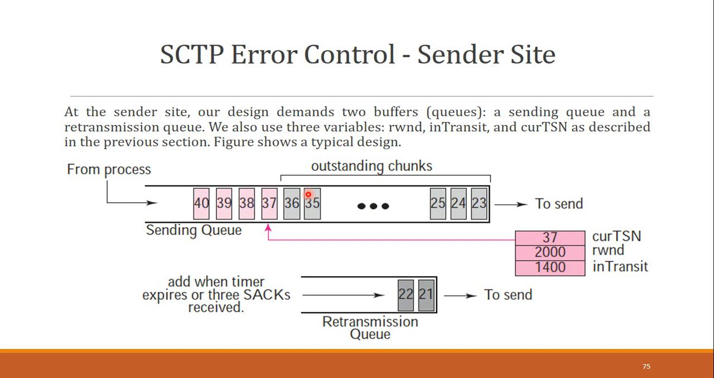The sending queue holds chunks 23 to 40, as you can see over here. The chunks 23 to 36 have already been sent but not acknowledged. They are outstanding chunks. The cur TSN points to the next chunk to be sent, that is 37. We assume that each chunk is 100 bytes, which means that 1400 bytes of data, that is chunks 23 to 36, are in transit.